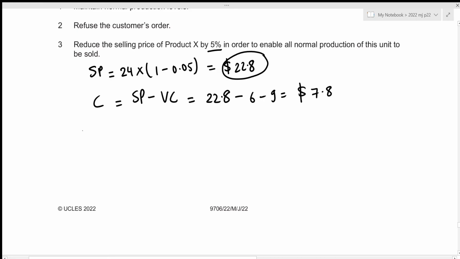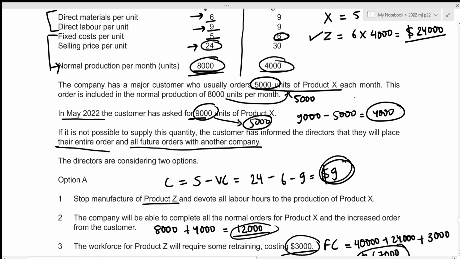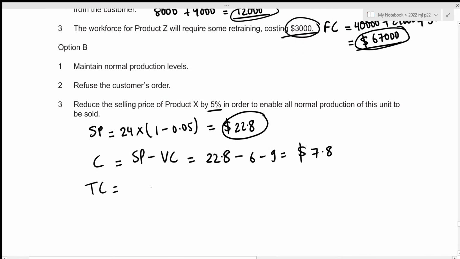Now the total contribution is just going to be contribution per unit times our number of units produced. And we know that we are sticking to our normal production per unit, which is 8,000 for product X. So our total contribution is going to be 8,000 times the contribution per unit of 7.8.